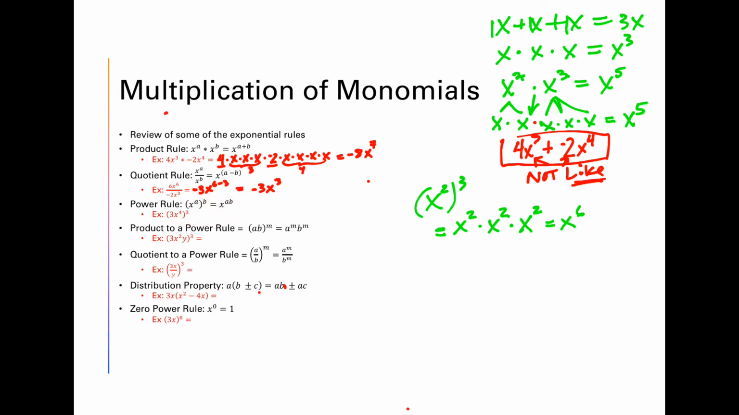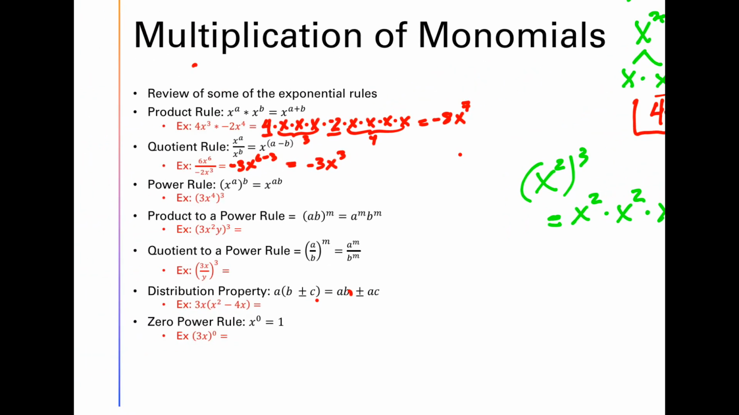And don't forget about your numbers either. If I have a 3 here, that cube goes not only to the x to the fourth, but it's also applying to the 3. So that's 3 to the third and x to the fourth to the third. And 3 to the third is 27, and x to the fourth to the third is x to the 12th. 4 times 3 is 12.